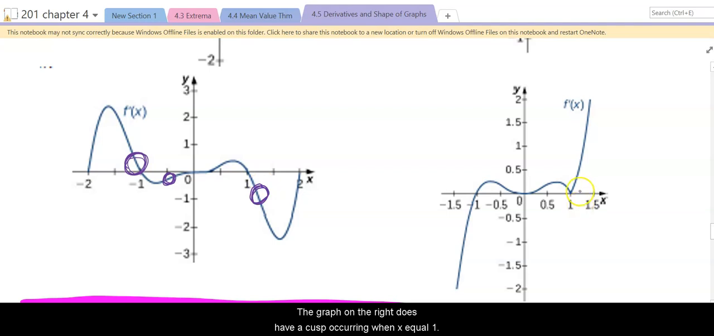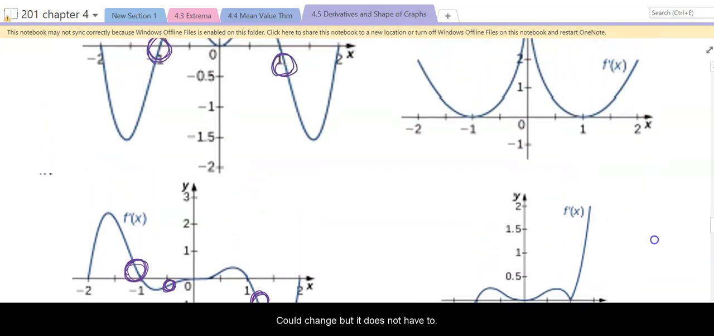The graph on the right does have a cusp occurring when x equals 1. Let's see if the curvature changes this time on either side of that cusp. On the left, it appears to be concave down, but on the right, it does look like it's concave up. In other words, it is not required that it stay the same curvature on either side of a cusp or a corner. It could change, but it does not have to.